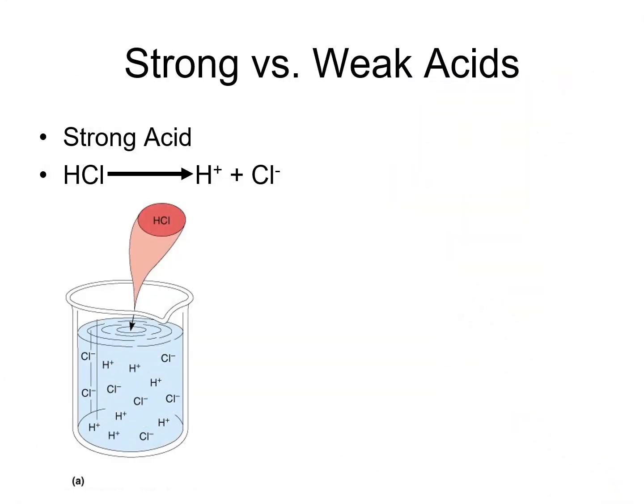So what's the difference between a strong acid and a weak acid? So here we have hydrogen chloride, and hydrogen chloride is a strong acid. Why is it a strong acid? Well, if you place hydrogen chloride in a beaker of water, pretty much all of it will dissociate, right? That is, the hydrogen and the chlorides will ionize, and so we'll have a large amount of hydrogen ions dispersed in the solution. And these hydrogen ions are very reactive.